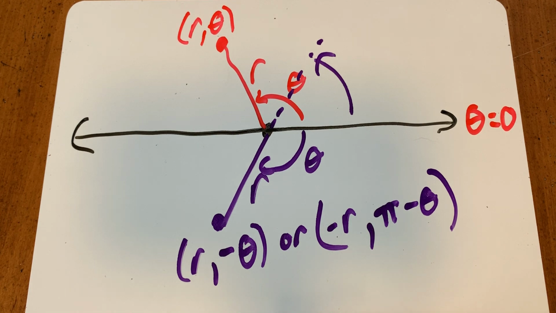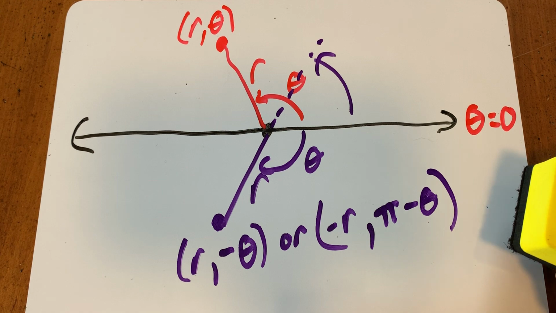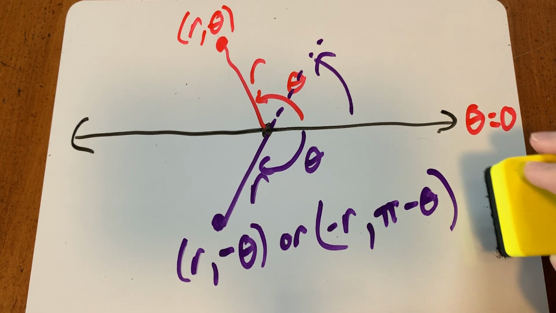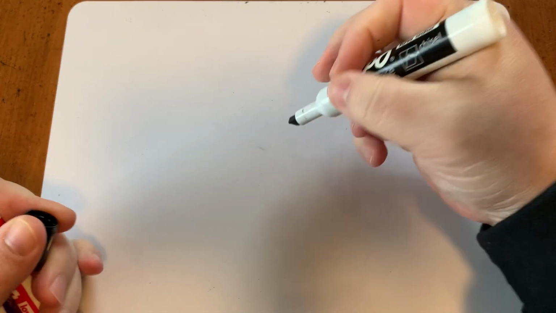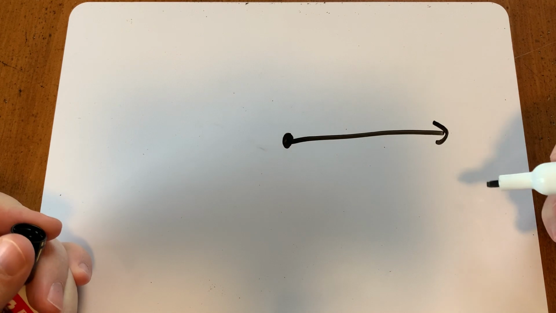I hope that makes sense. So that's reflecting over the vertical, reflecting over the horizontal. There's one more type of symmetry, and then we'll be all set. And it is reflecting about the pole. Rotating 180 degrees about the pole.